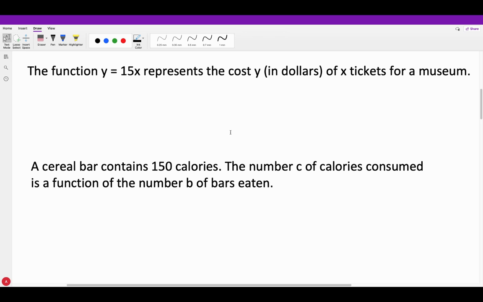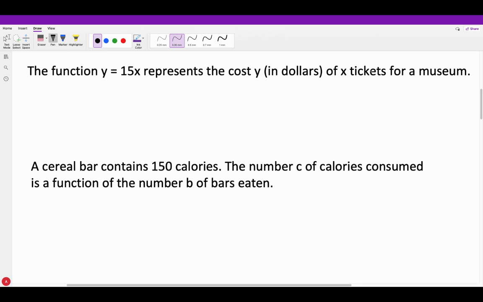All right, so the two examples that we have here are: the function y equals 15x represents the cost y in dollars of x tickets for a museum. And the other example we have is a cereal bar contains 150 calories. The number c of calories consumed is a function of the number b of bars eaten. So which one of these will be discrete and which one of these will be continuous?